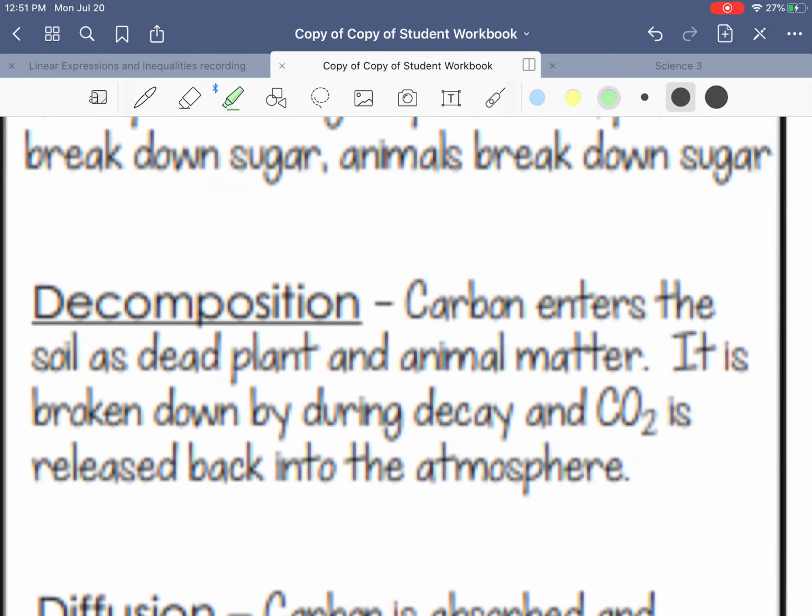Decomposition. You've probably heard of this one. Decomposing is the breaking down of dead things, and that puts carbon into the soil. As dead plants and animal matter decompose, they're releasing the carbon into the soil. It is broken down during decay, and carbon dioxide is released back into the atmosphere. So decomposition is another way that carbon dioxide is entering the atmosphere.